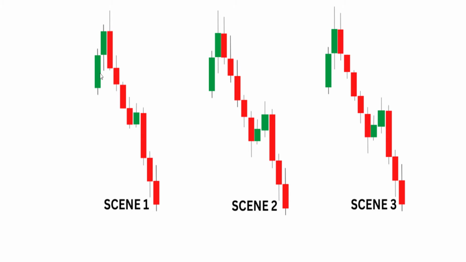So when we are marking our order block, this red candle is our order block because it took out the high of the green candle. Vice versa when we have it on the downside. So let's go to the second scenario and see what we have right here.